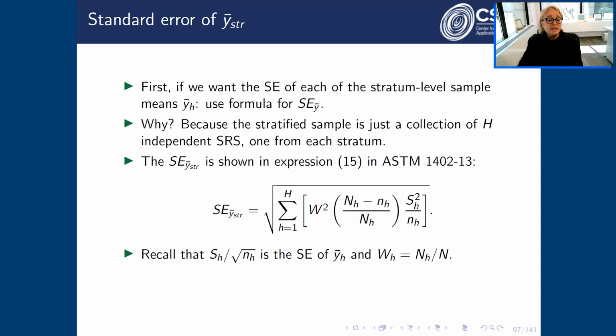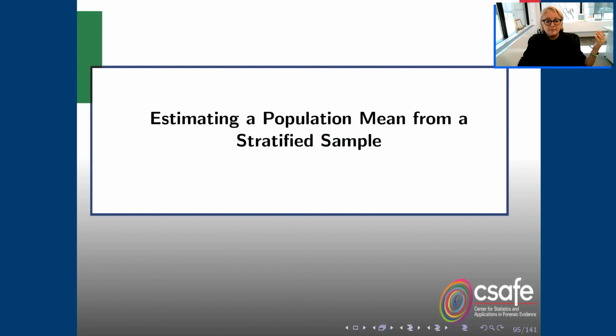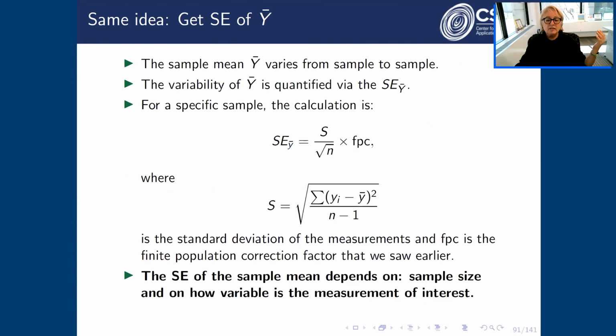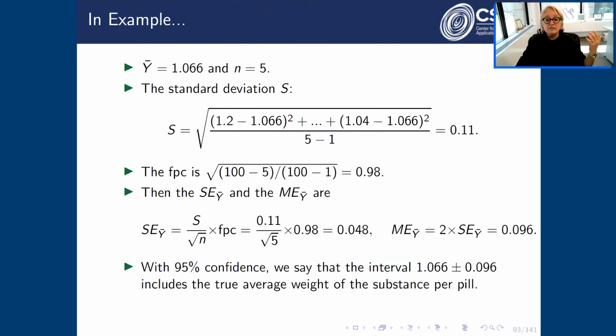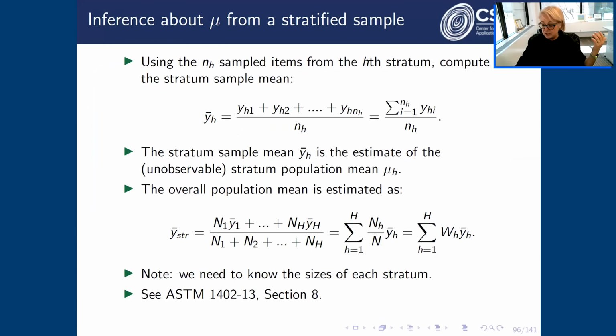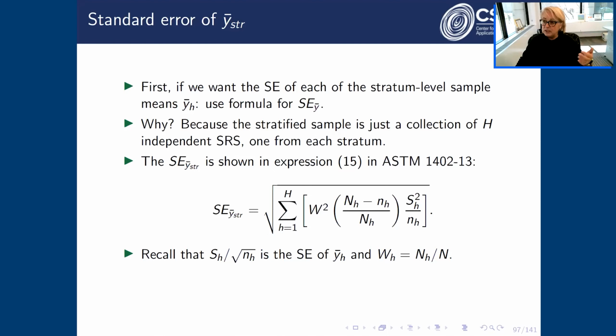All right, so the standard error. This is pretty much the same thing we did before. Within each one of the strata, we can compute the standard error of y bar, just like we did before. How did I compute the standard error of y bar? I used this formula, and I can use the exact same formula within each one of the strata. So I would get one standard error for each y bar. And the question is, how do I combine them in order to get the standard error of the overall y bar, the y bar STR?